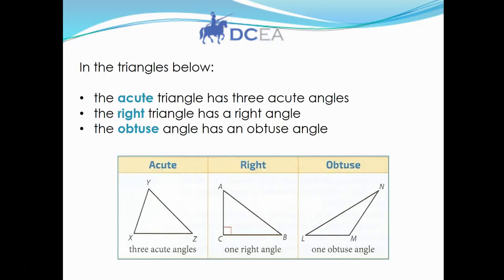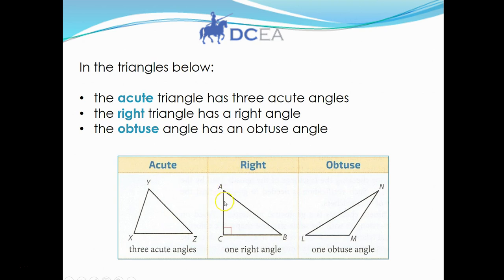So let's go on. In the triangles below, we have an acute triangle, a right triangle, and an obtuse triangle. The acute triangle has three acute angles. These are three angles that will be less than 90 degrees. You've already learned about one special case of acute triangle, and that was the equiangular triangle.